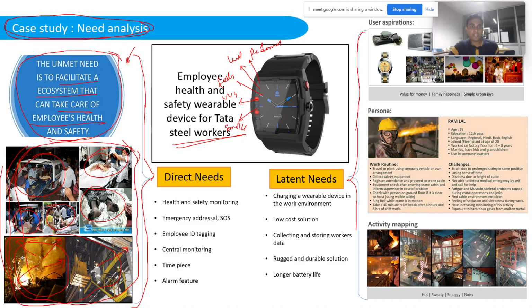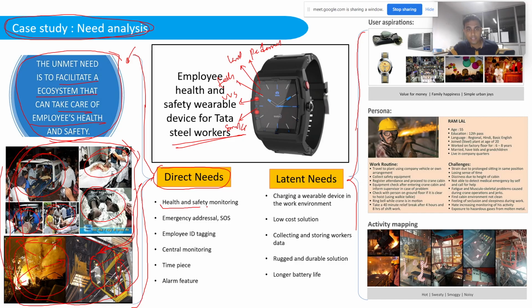Okay, these are the direct needs which we gathered from customer interviews. We interviewed workers there, we consulted the ground duty managers, the workers who work in the high rise lifts, and we also talked to the key officials, the high rank officers from Tata Steel, to understand and observe the direct needs.